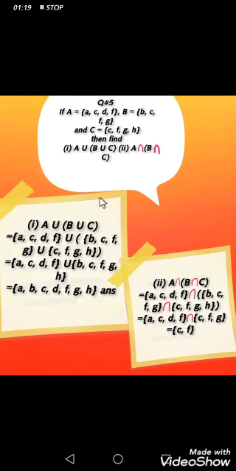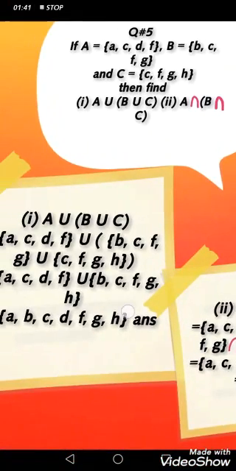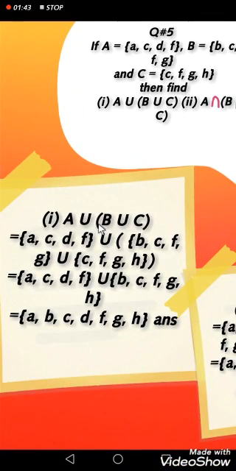Now question number 5. If A equals {a, c, d, f}, B equals {b, c, f, g}, and C equals {c, f, g, h}, then find A union B union C. Second part, A intersection B intersection C. Now first we will solve the first part, which is A union B union C.